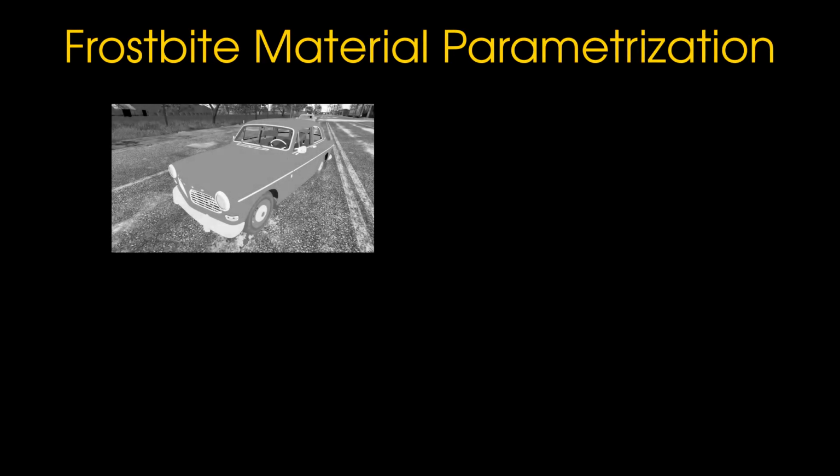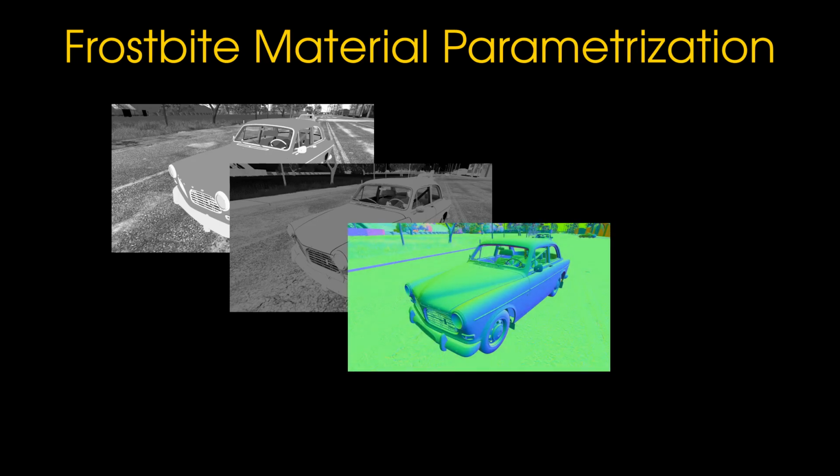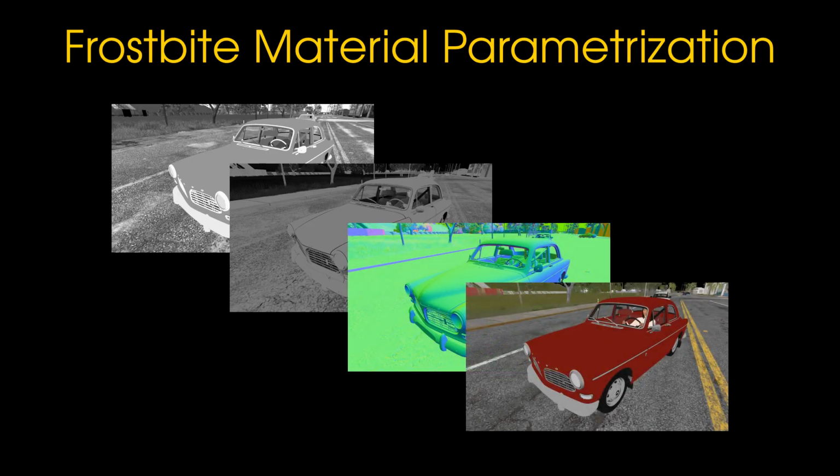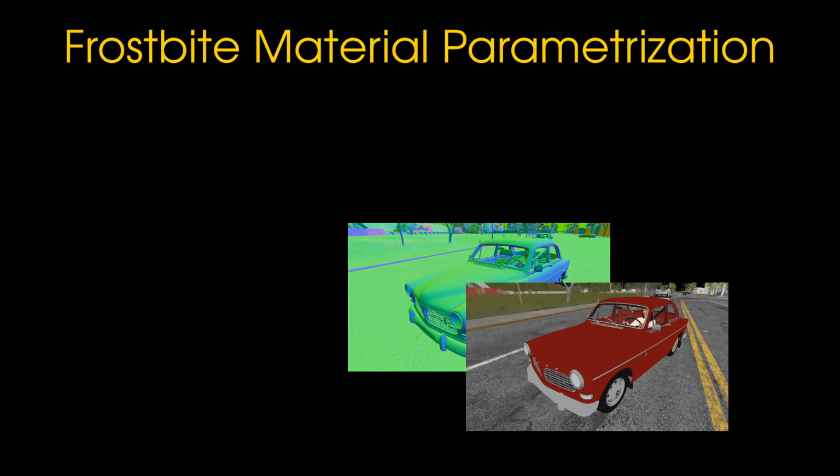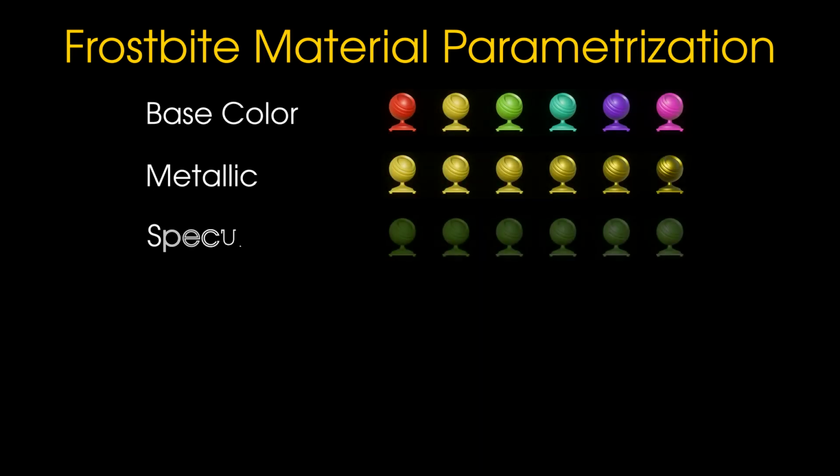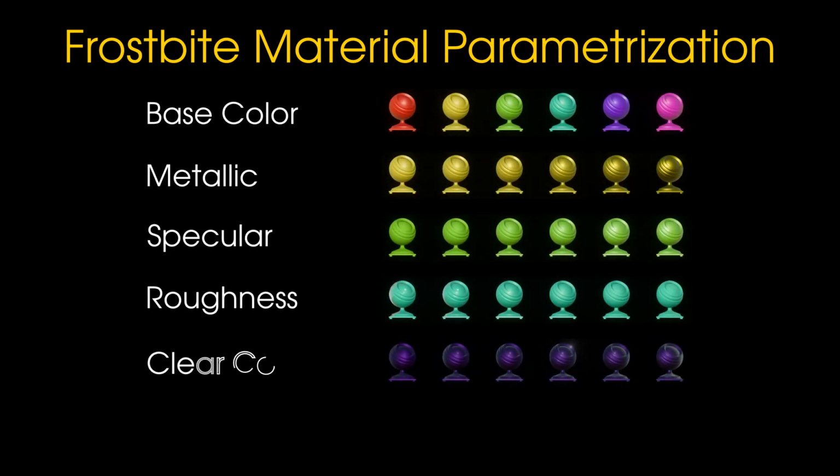Frostbite started its transition to physically based rendering in the fall of 2013. Like many other game developers, we adopted a simplified version of the material parameterization introduced in the 2012 paper Physically Based Shading at Disney by Brent Burley. In the terminology of that paper, we used the base color, metallic, specular, roughness, and clear coat parameters.